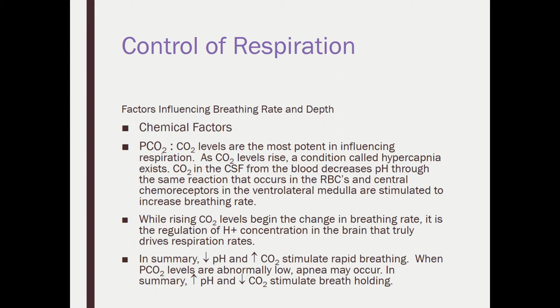So while rising CO2 levels begin the change in breathing rate, it's actually the regulation of the hydrogen ions, because the central chemoreceptors are stimulated by hydrogen ions and not CO2 levels. So it is the brain trying to get rid of hydrogen ions that drives breathing. But what produced those hydrogen ions in the first place? It was CO2. So in summary then, as the pH falls and CO2 rises, that will stimulate rapid breathing. When PCO2 levels are abnormally low, apnea may occur. And so if our pH was too high and our CO2 is too low, then that would stimulate breath holding.